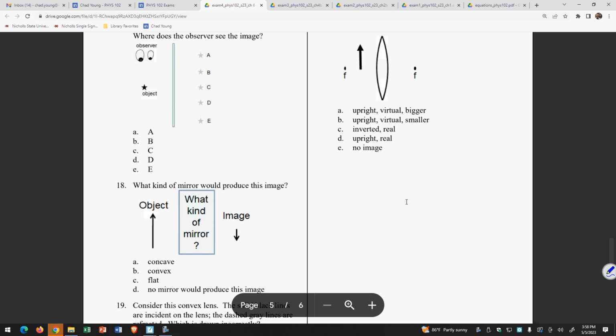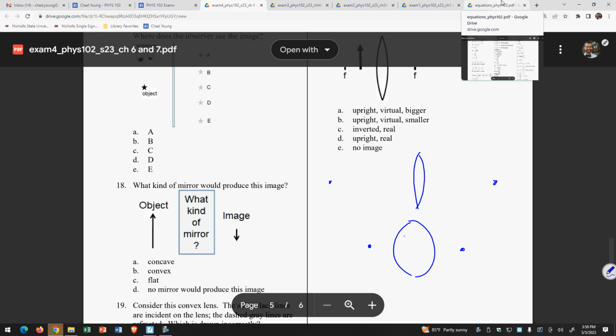Right. The flatter the mirror gets, the bigger the focal length gets. Likewise for lenses, this one has a really big focal length. This one has a really short focal length. You can tell from just the curvature of the lens.